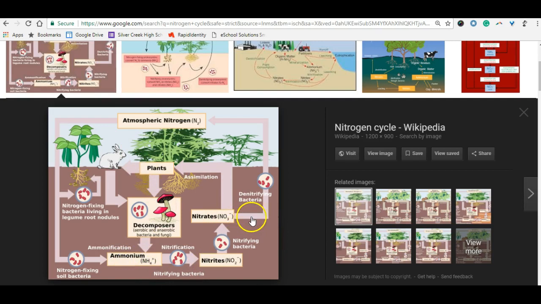The other weird one is this one called denitrification. Now there are some bacteria that will take nitrates and will convert it back into atmospheric nitrogen, and then the cycle will continue this way.